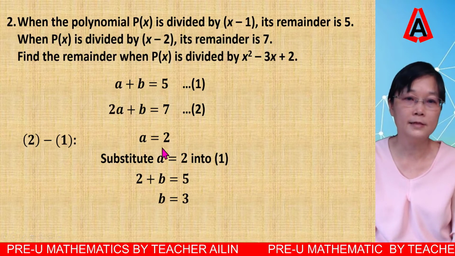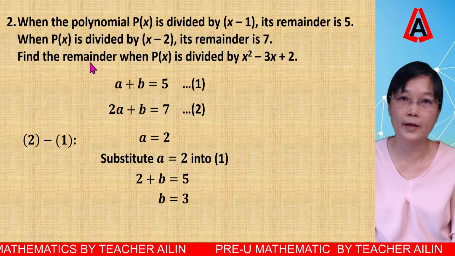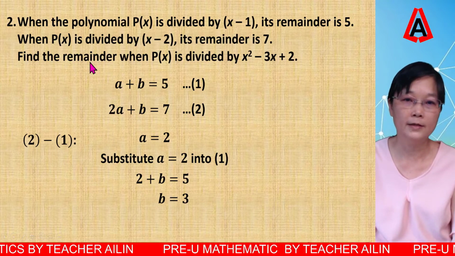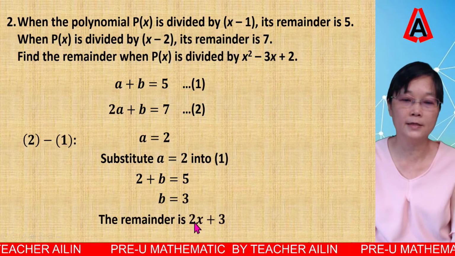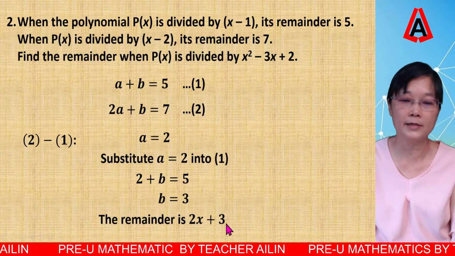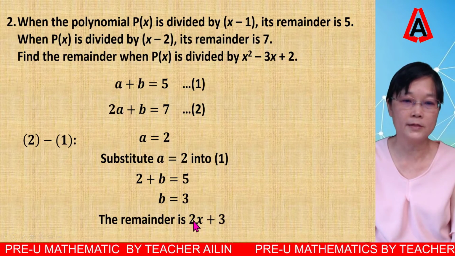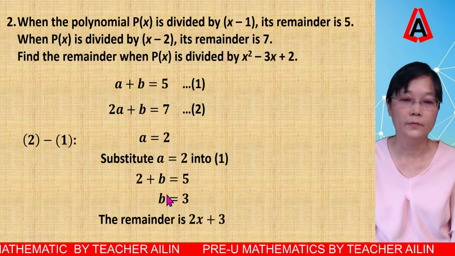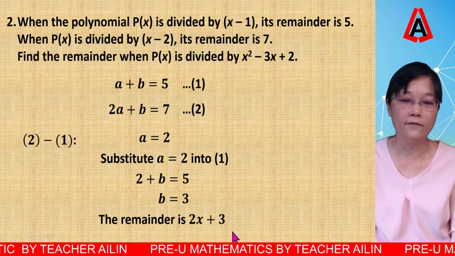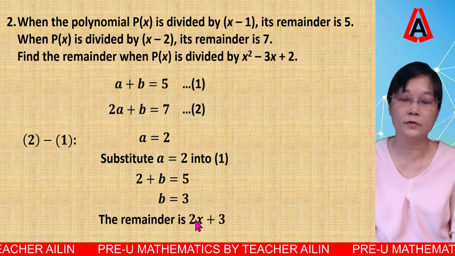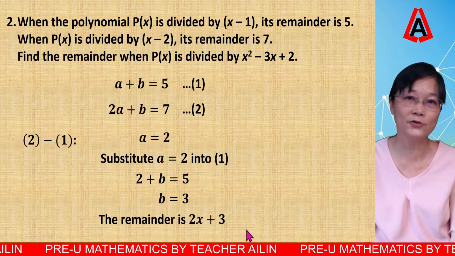Since the question asks for the remainder, and just now the remainder is ax plus b, when I substitute a with 2 and b with 3, therefore the remainder is equal to 2x plus 3.